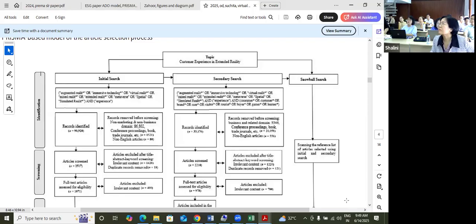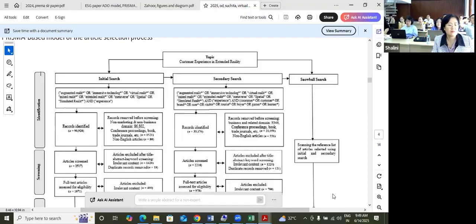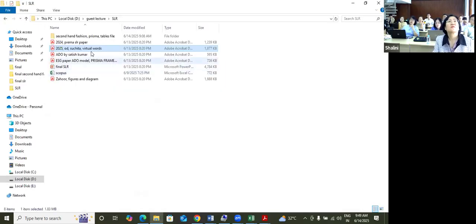So this is another way of presenting this. I think I've shared this paper as well. That is with the virtual words. Virtual words. 2025, like if you look for it, 2025 OD Suchita Virtual Words. So this is the name of the paper. Virtual Words, yeah. I should have put virtual words. I just forgot to change the names when I'm sending it to you. I'll do that next time. So this is the paper.